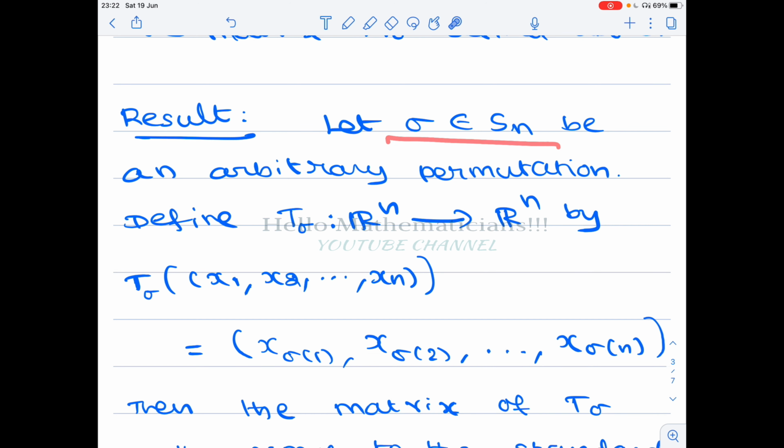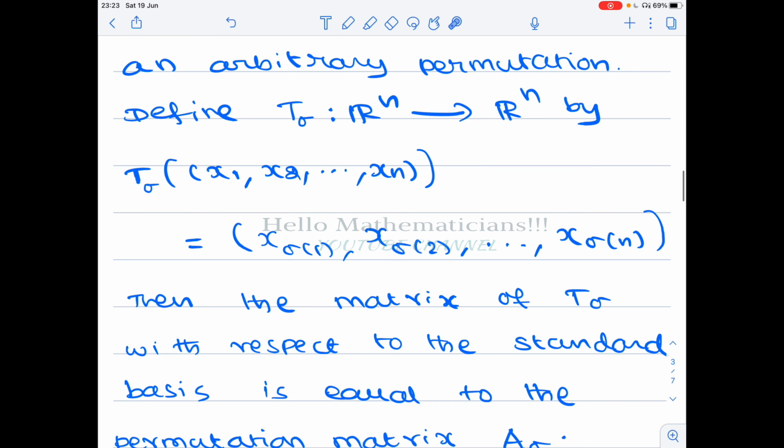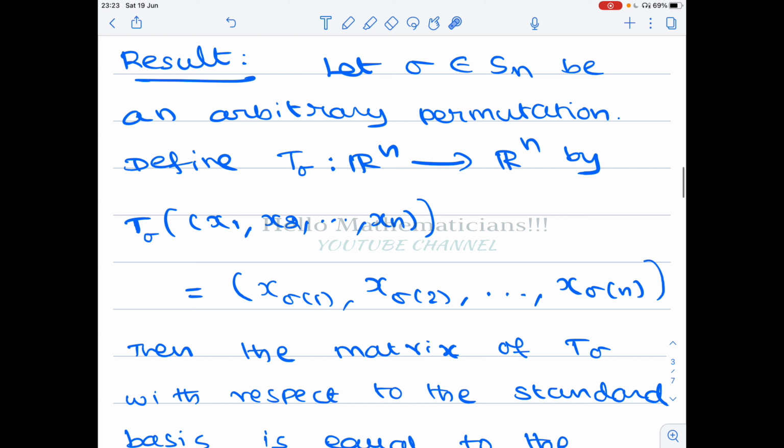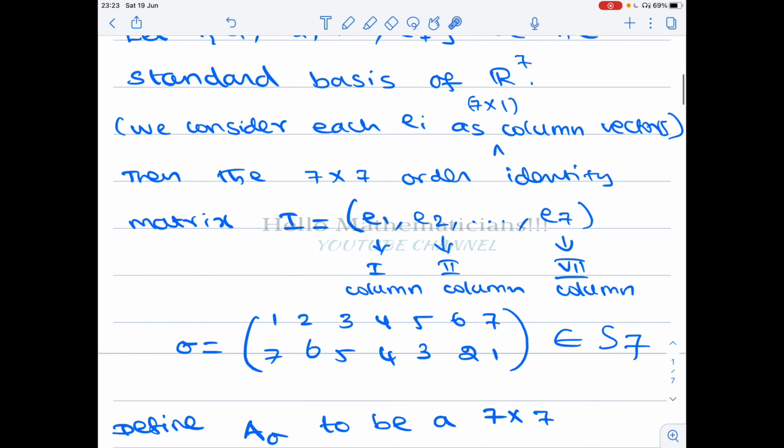Let sigma be a permutation in Sn, and we can define a linear transformation associated to sigma. T sigma is a linear transformation from Rn to Rn, defined as follows: if you consider an n-tuple, then x1 goes to x sigma of 1, x2 goes to x sigma of 2, and so on. If you define it like this, then the linear transformation given in this problem is a particular case of this T sigma, where sigma is this permutation.